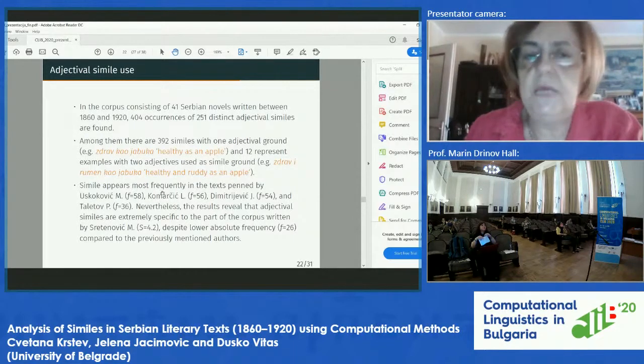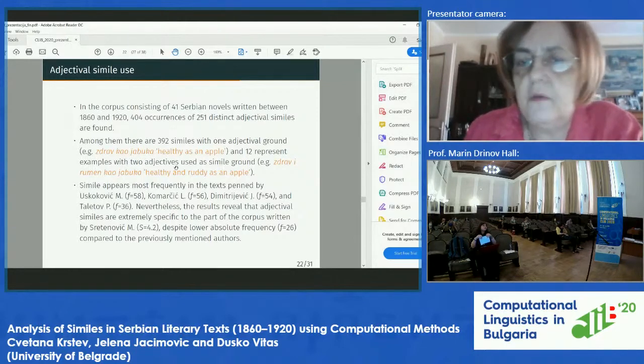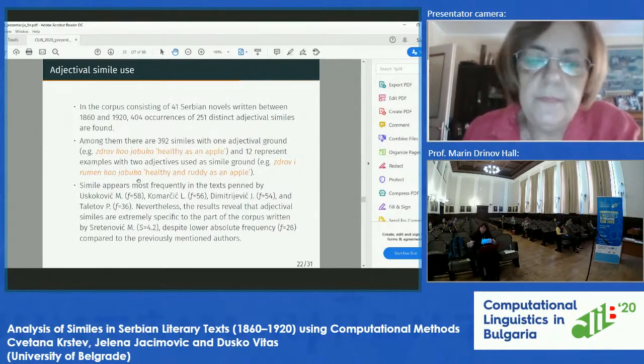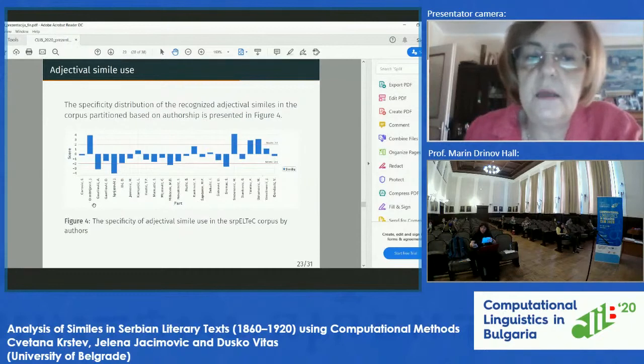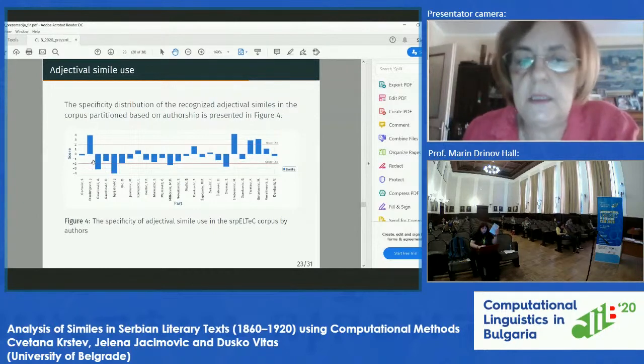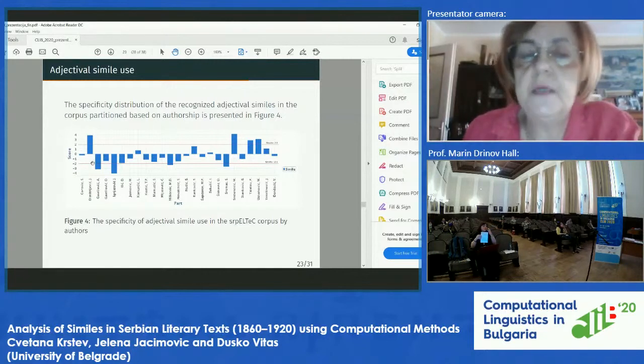I will just say that we have retrieved more than 400 occurrences of more than 250 distinct adjectival similes. Among them, mostly one adjectival ground is used, but sometimes two, like healthy and ruddy as an apple. We also see here in this figure the specificity of use of these similes. We see that some authors are bound to use these figures more often than the others.